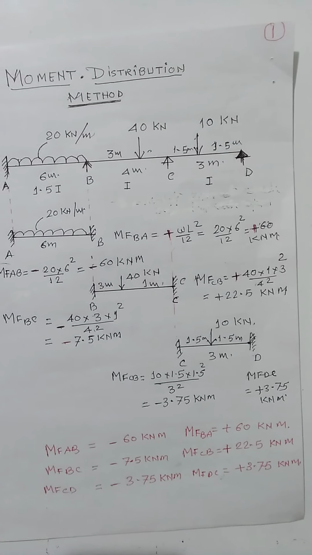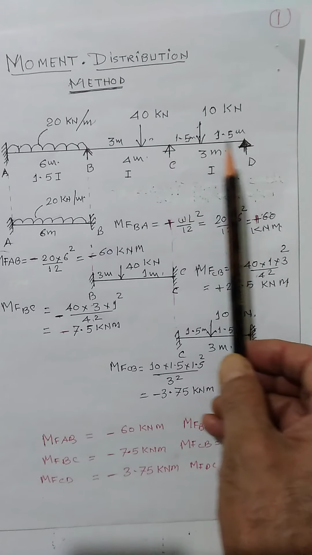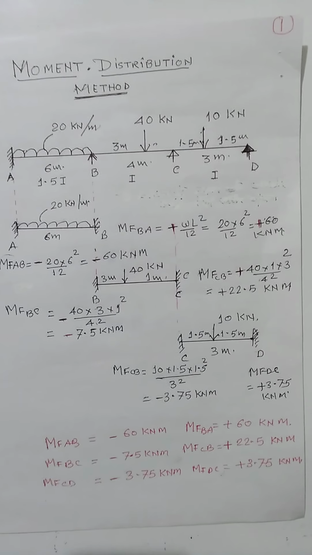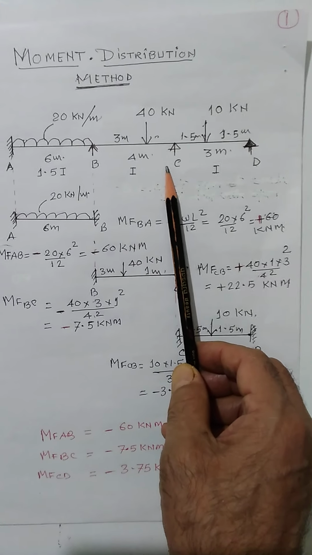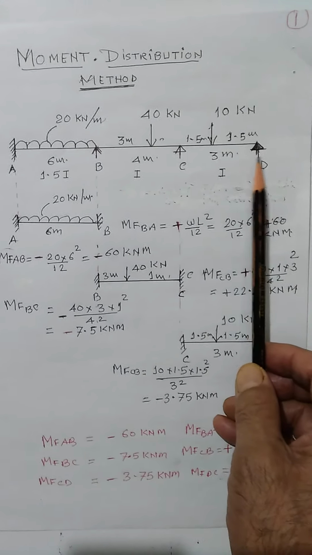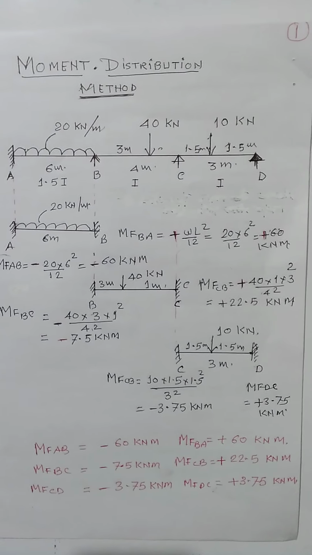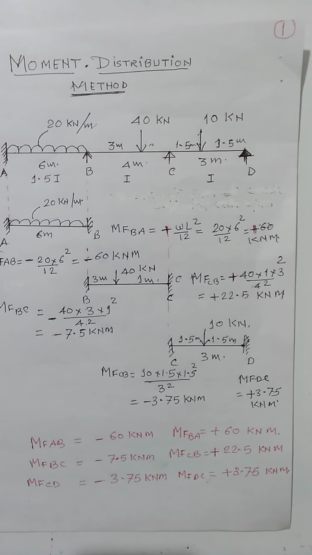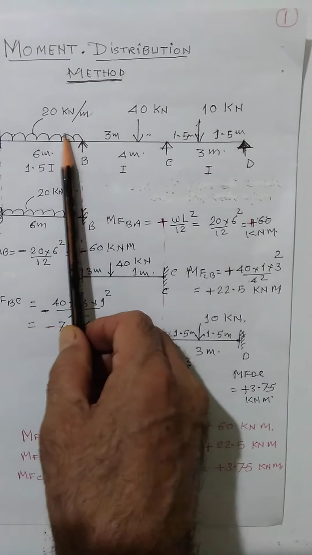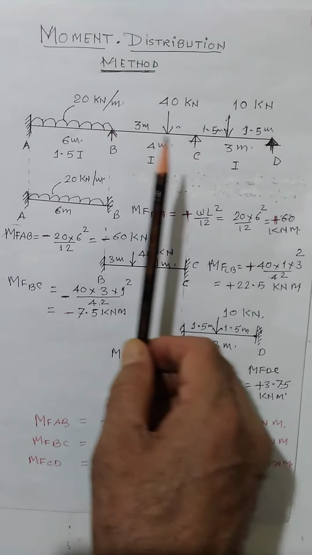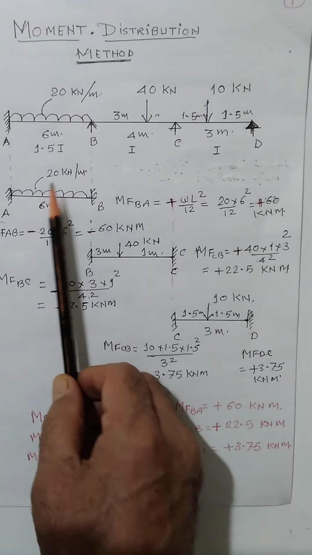I am first of all considering a continuous beam of spans AB, BC and CD with different boundary conditions, with A fixed, B and C as continuous supports, and D the end support, which is a simple support. To start this problem by moment distribution, first of all separate each span AB, BC and CD, with all the loadings which are already given over here.